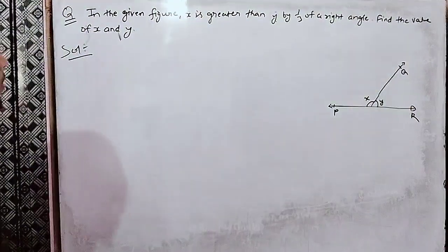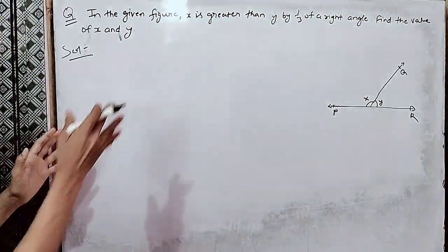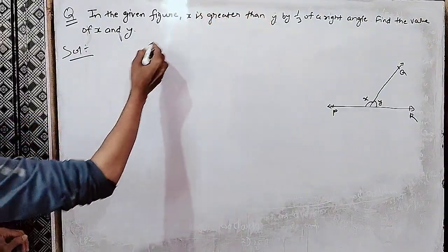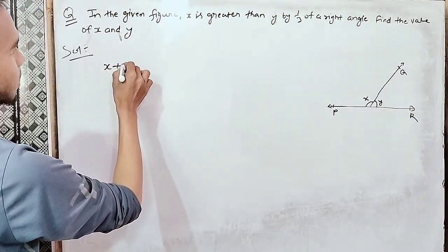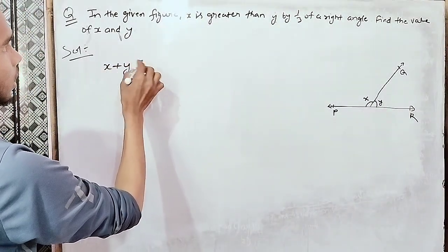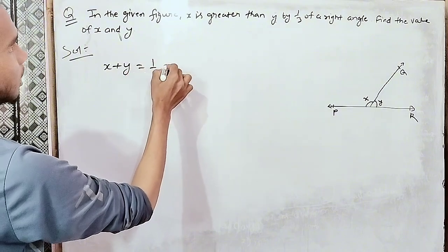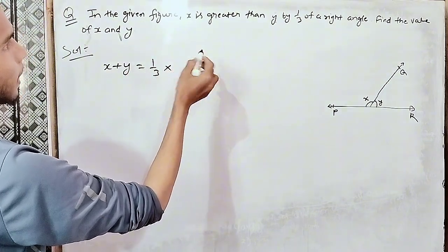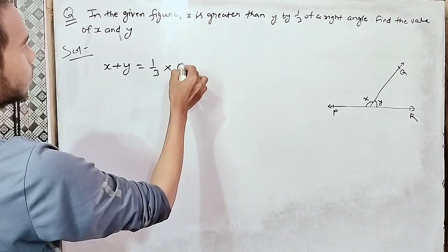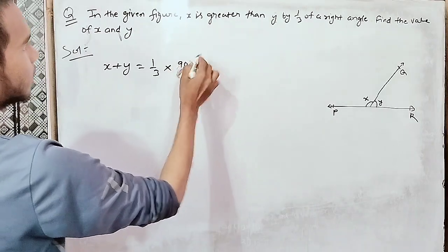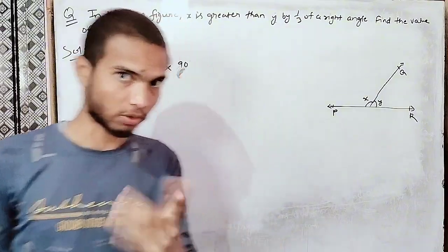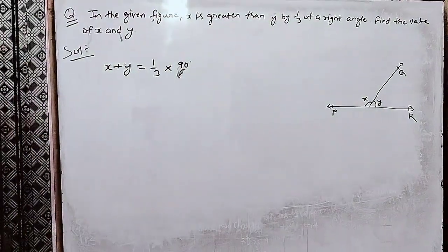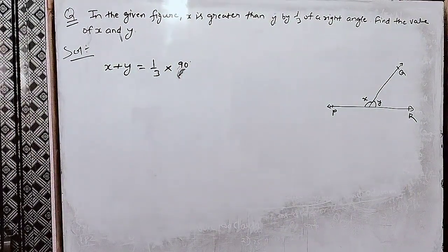How? First of all, let's convert this statement into an equation. x is greater than y by 1 by 3 multiple of a right angle, which means 90. We just converted our statement into an equation. It is compulsory, as you know. Now we already have an equation.